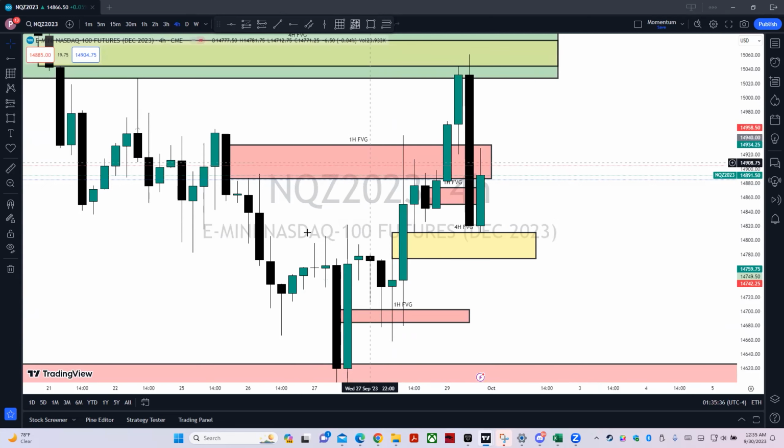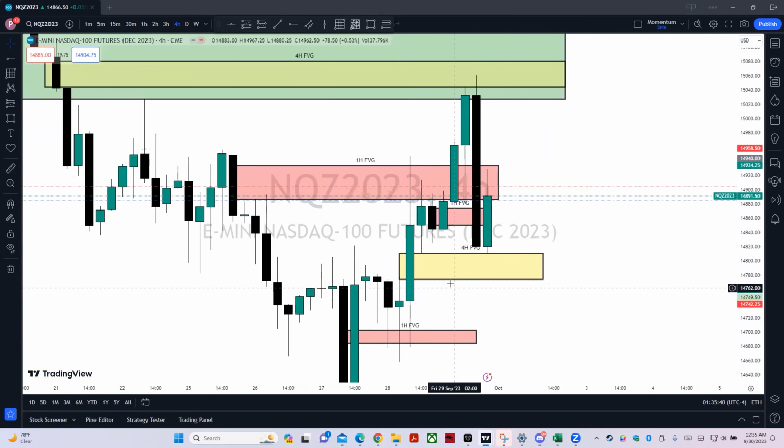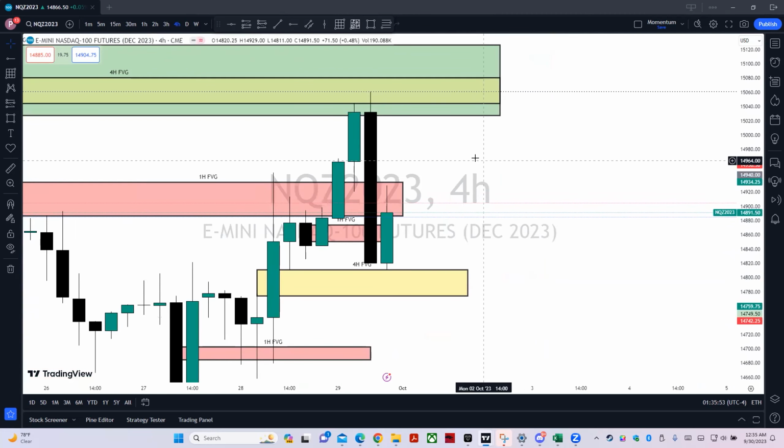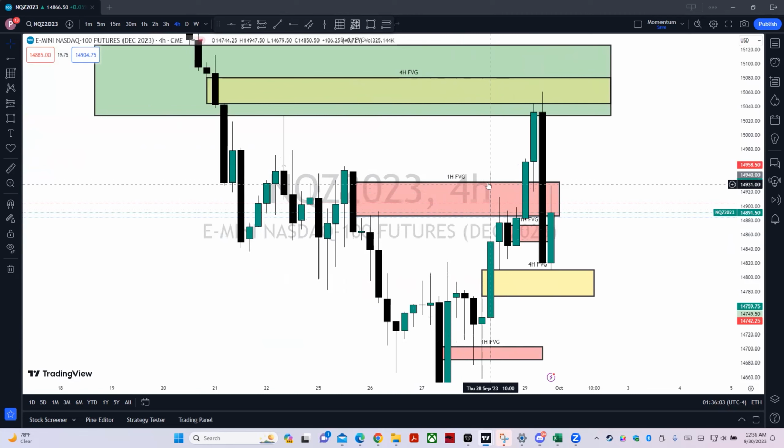We see that's exactly what happened here on Thursday. We created this 4 hour fair value gap, failed to come down, and again created another propulsion block. It went all the way up. Mind you, this is on a 4 hour. This is a lot of upward movement all happening at once. So we come all the way up past a 1 hour fair value gap into this order block.